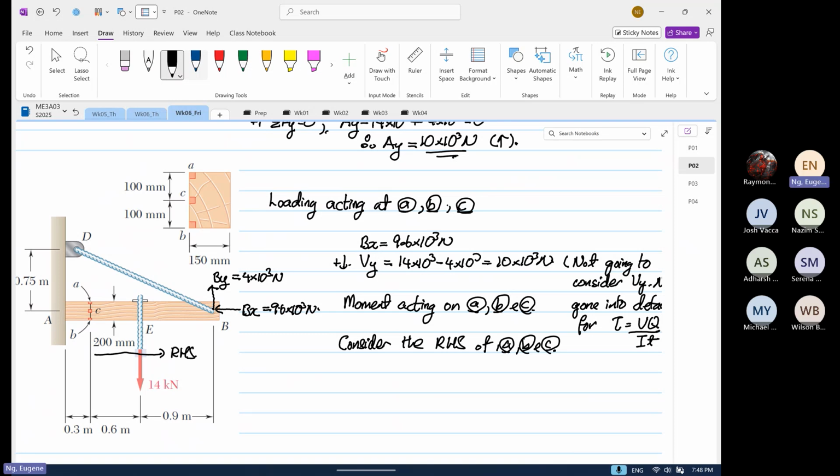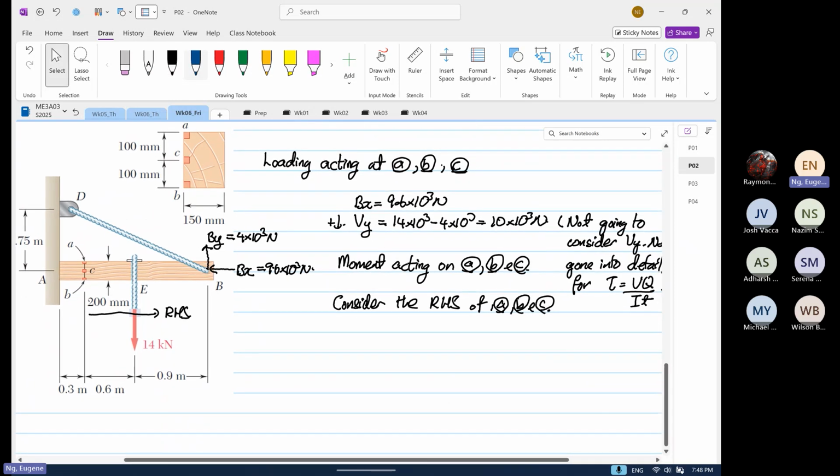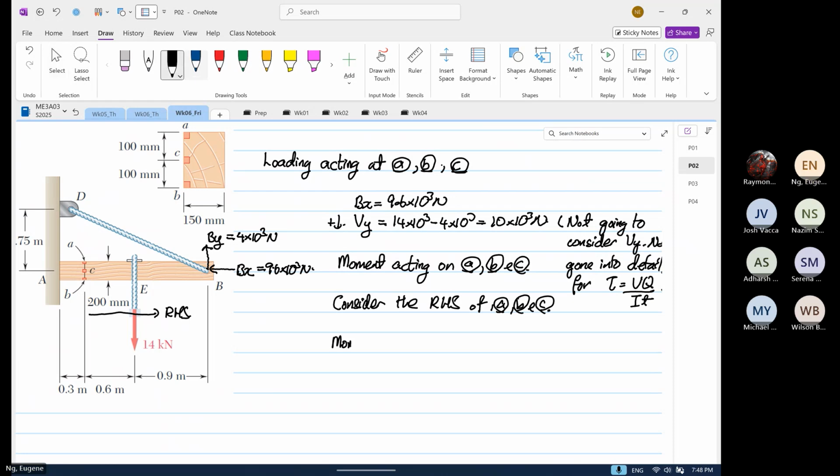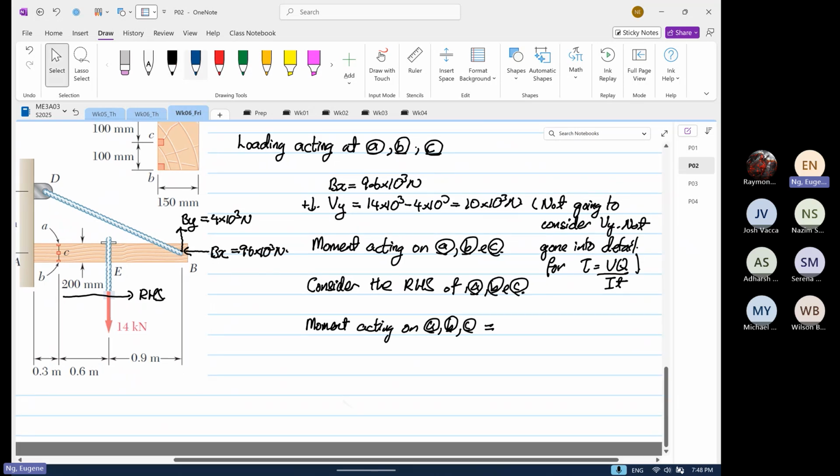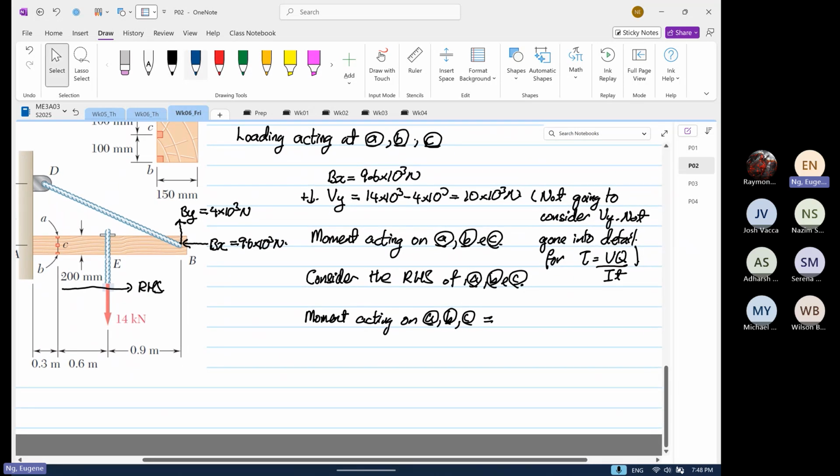Now, if we consider the left hand side, the answer will also be the same. I'll do that probably next Thursday, or maybe we will have time. But I want you all to look at what we have if we consider the right hand side. So the moment acting on A, B, and C will be equal to what?